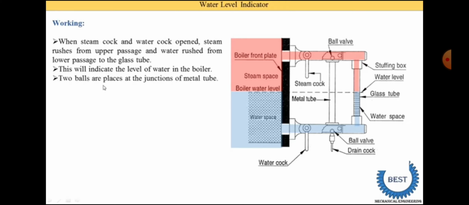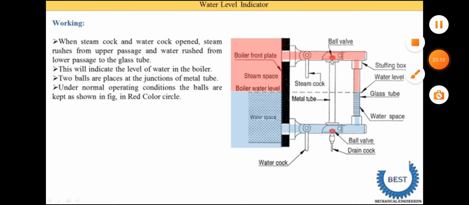2 balls are placed at the junction of the metal tubes. Here you see one metal tube. At the junction of this metal tube, 2 valves are provided, which are known as the ball valves. So why are they used? This is an interesting part. Under the normal operating condition, the valves are kept as shown in the figure in the red color circles. So here 2 red color circles are shown. These are the normal positions of the balls when the water level indicator works normally.